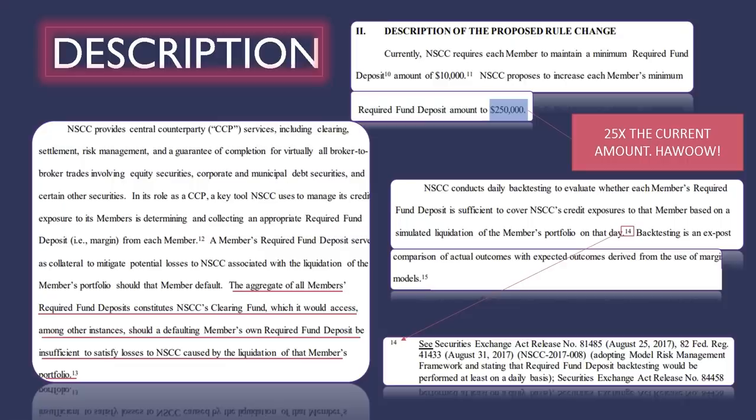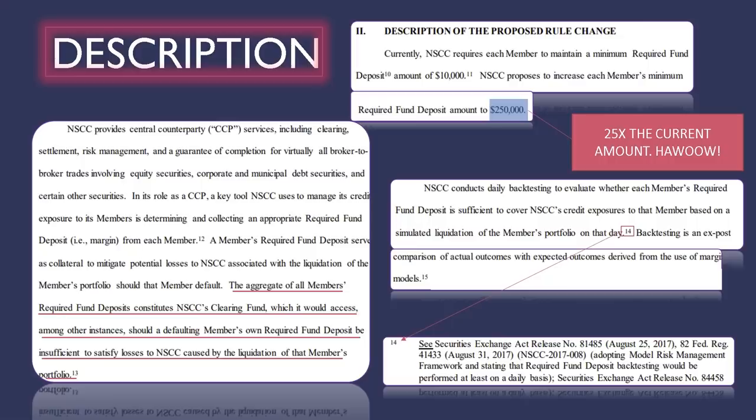Now, the description of this one, NSCC provides central counterparty services, much like we see with the Fed Reserve, which they should not be doing. The NSCC should be in the Fed spot for these repos, but they're not. That's why we're doing the SFT service. The Federal Reserve should not be involved with counterparty services. So they provide clearing, settlement, risk management, and a guarantee of completion for virtually all broker-to-broker trades involving equity securities, corporate and municipal debt securities, and certain other securities.